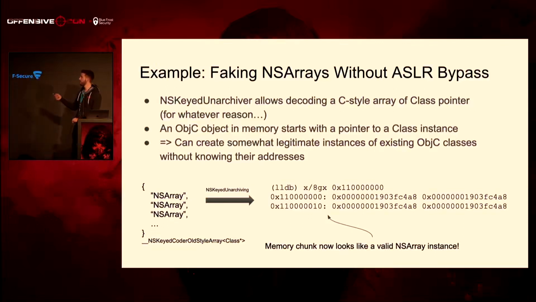To make this more clear, in the picture at the bottom, the archive we put in pretty much just has the string NSArray in it, where it's like, this is an array of classes, and each entry is the class NSArray. So I just need the name of the class. Then the keyed unarchiver will go ahead and look up the name of this class, look up the class object, and put the pointer to that class into this memory buffer. And so I end up with this memory dump on the right side. Now this suddenly looks like a legitimate NSArray because the first quad word is a pointer to a class, the NSArray class. So now I've been able to fake objects without actually knowing any addresses.